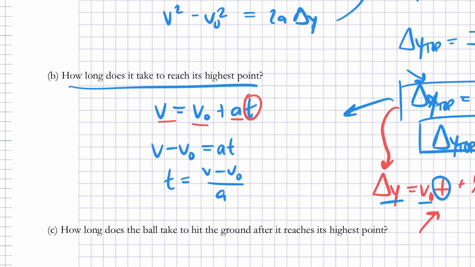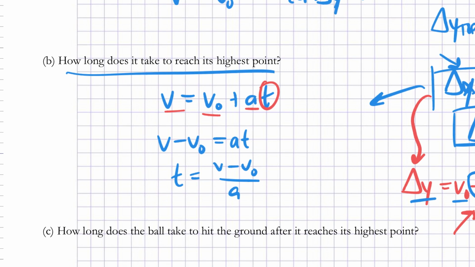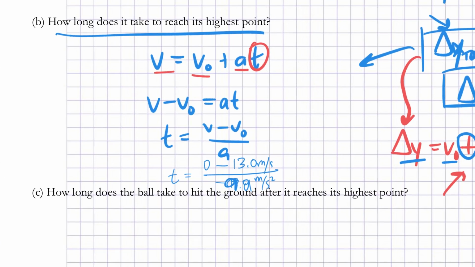I really need to zoom in so that I can write a little smaller. Anyway, the final velocity at the top is 0. The initial velocity was 13.0 meters per second, and the acceleration was negative 9.81 meters per second squared. So the time should be relatively quick.